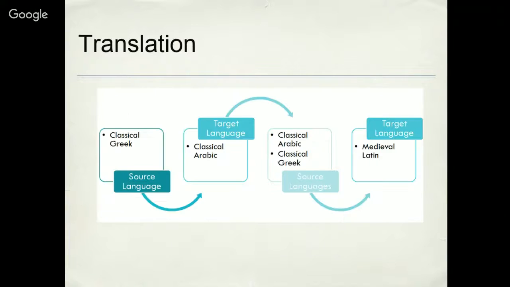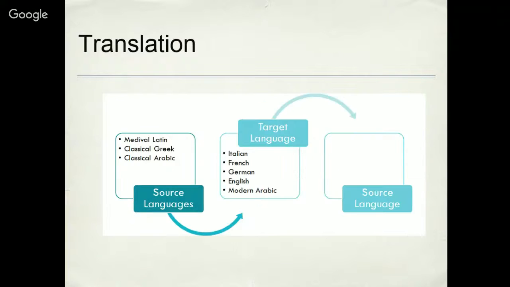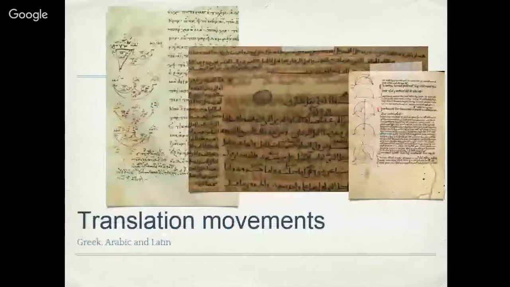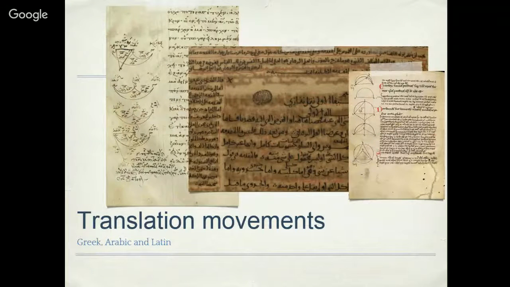Now we are talking about Greek, so classical Greek was a source language, and then translated into Arabic, classical Arabic, which is a target language. Then classical Greek and Arabic, the two of them, have become source languages for medieval Latin, and then Greek, Latin, and classical Arabic became source languages for the Italian, the French, the German, the English, and the modern Arabic. And maybe after these languages disappear, this language will be a source language for the other generation that will come. So now I have finished this introduction, and I think we could move to our colleague at Tufts.